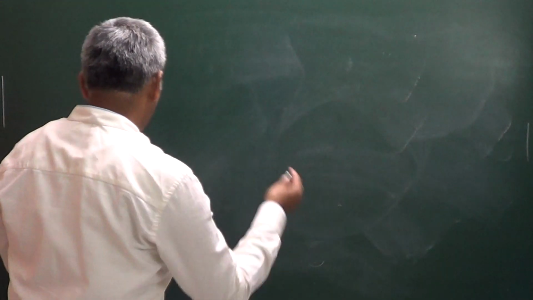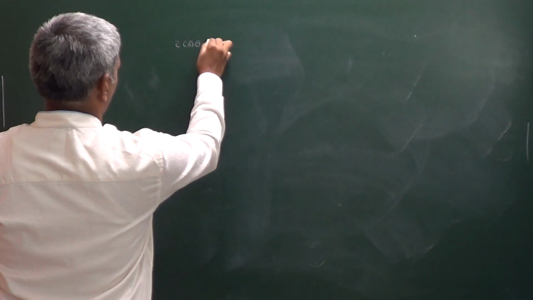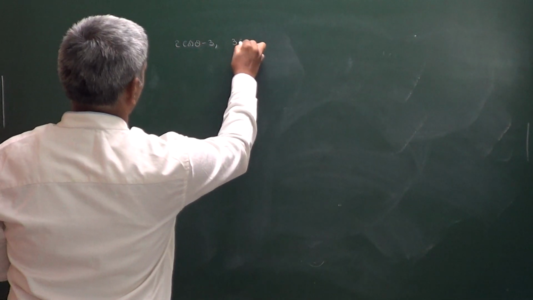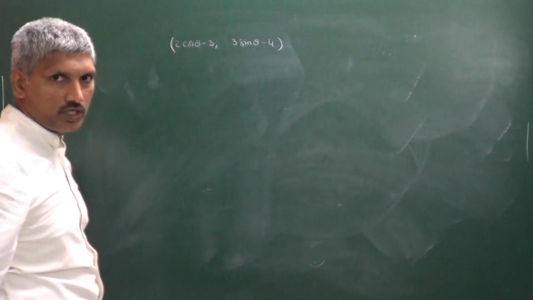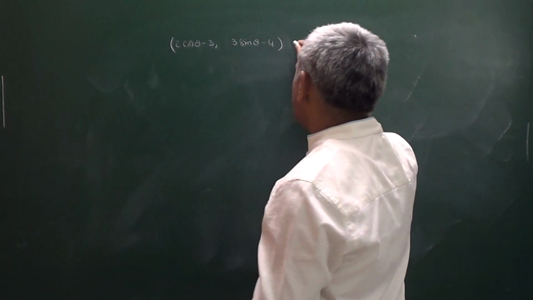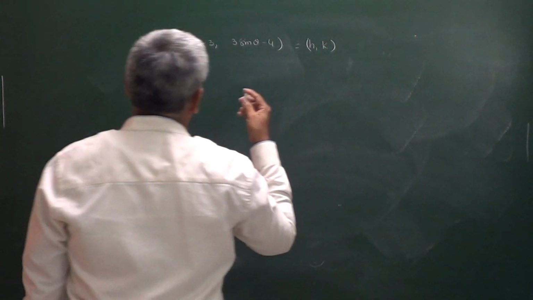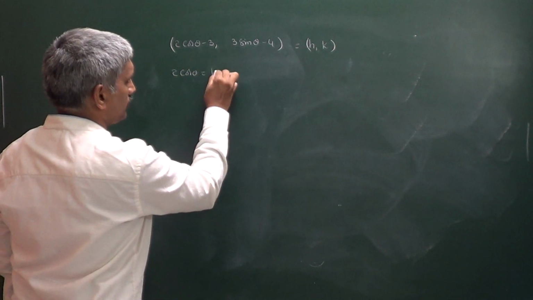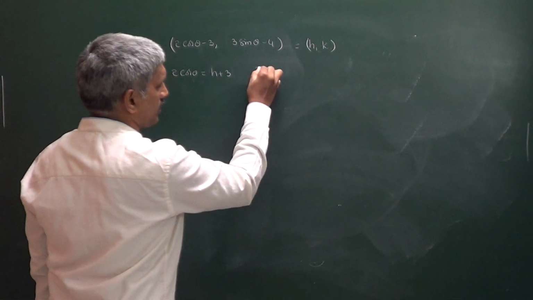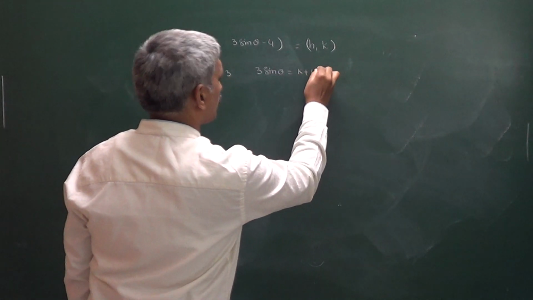So this is another question. The point is (2 cos theta minus 3, 3 sin theta minus 4), and we have to find its locus. For this point, let us say this is h comma k, and eliminate theta. Then 2 cos theta is equal to h plus 3, and 3 sin theta is equal to k plus 4.